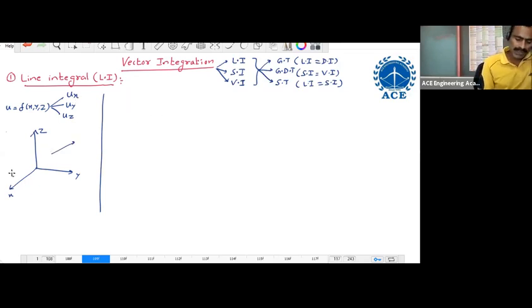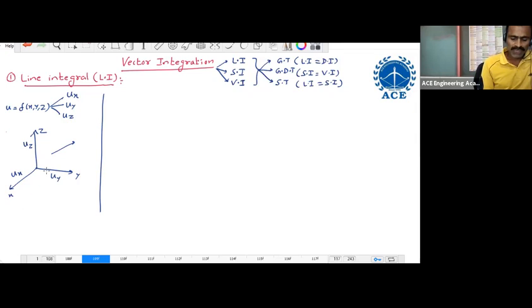This ux is the rate of change of u along the x direction. Uy is the rate of change of u along the y direction. Uz gives the rate of change of u along the z direction. These three derivatives are rates of change of u along the coordinate axis directions.